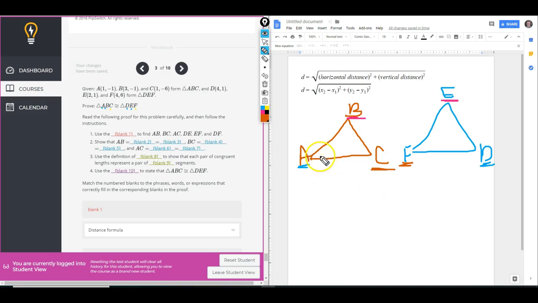So corresponding side lengths are going to go between corresponding points. So A to B, that side length, is going to be corresponding to the side length that goes from D to E because those are its corresponding points. Side length B to C is going to be corresponding to side length E to F because those are its corresponding points. And side length C to A is going to be corresponding to side length D to F. So it's based on how it's listed.